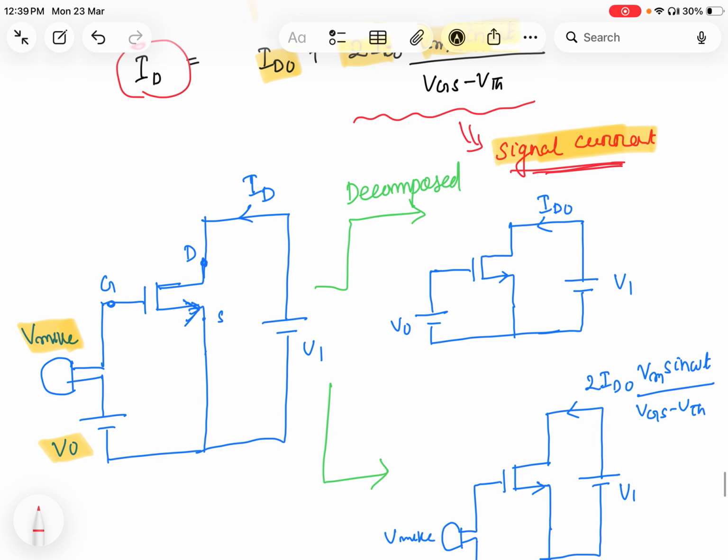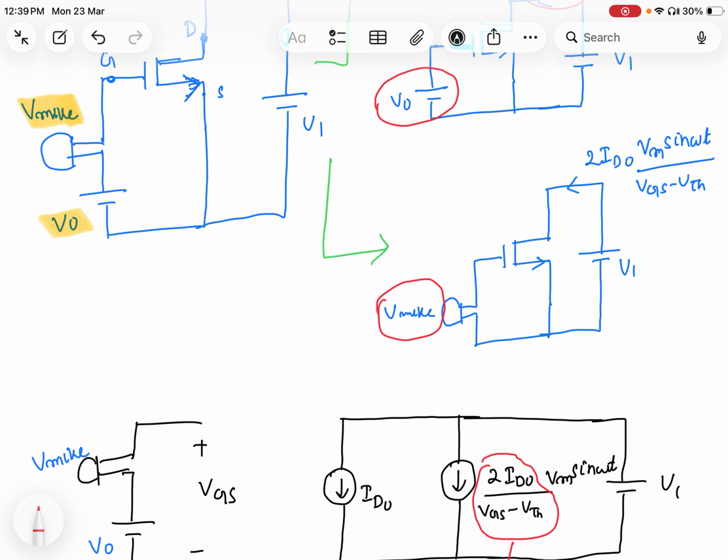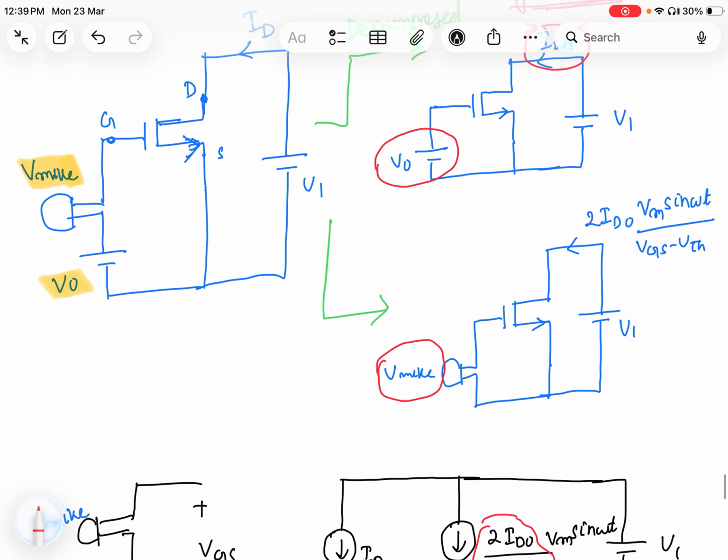So if I decompose it, I will get it like this. I have taken here only the DC bias or battery, so I will get ID0 here. Next, when I take the signal only, I get 2 into ID0 Vm sin omega t divided by VGS minus VTH. So this is your bias current and this is your signal current.